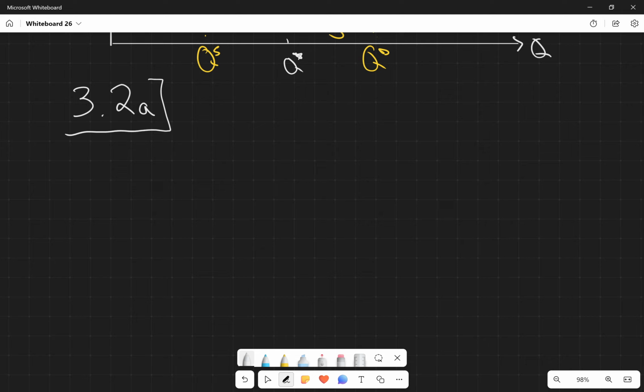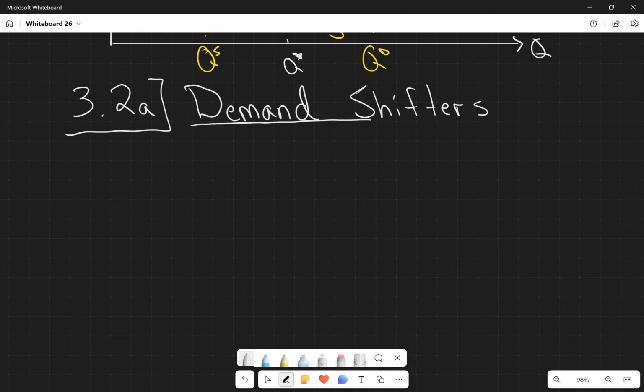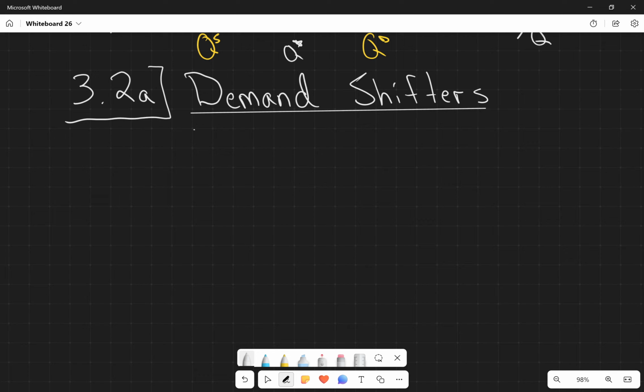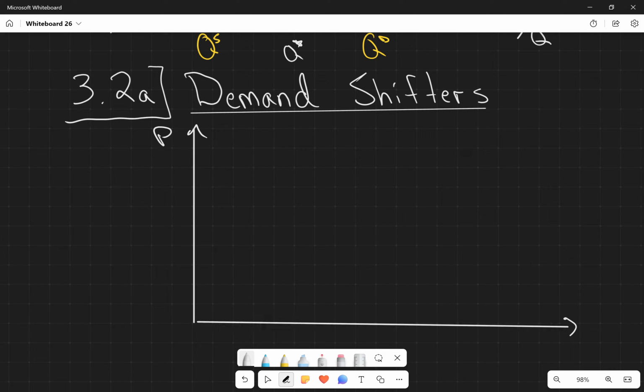Right, so now we're going to be talking about shifts in demand, or factors that affect demand. And I'm going to call them demand shifters. And a demand shifter looks something like this. Again, I think the best way to learn economics is by looking at the graphs first. So a demand shift is going to look something like this.